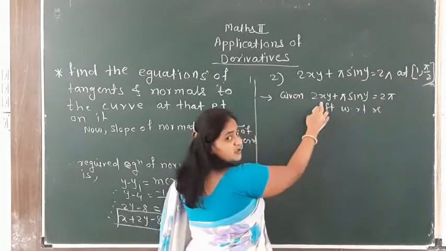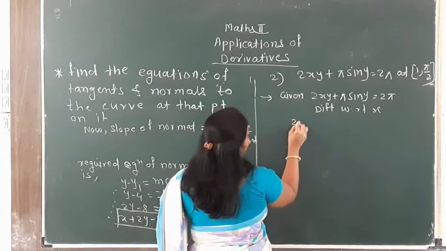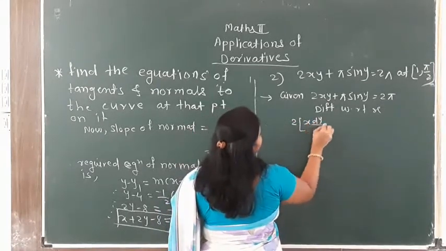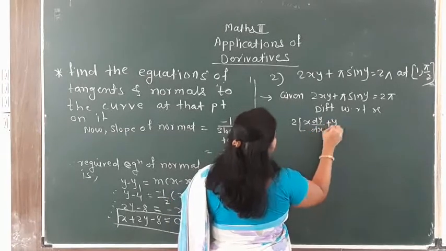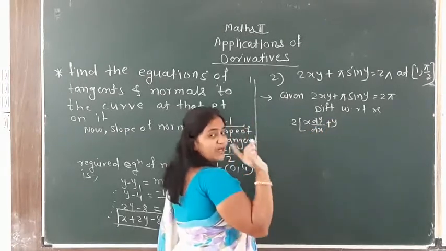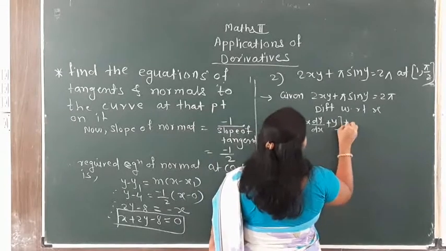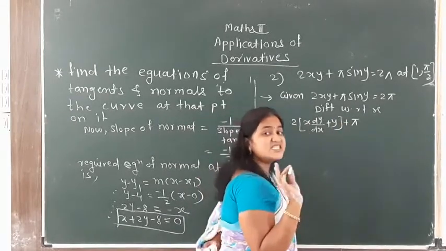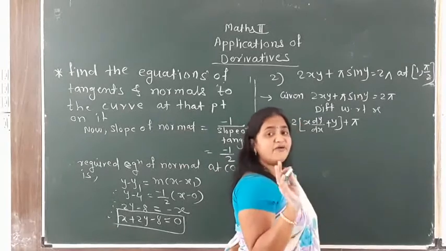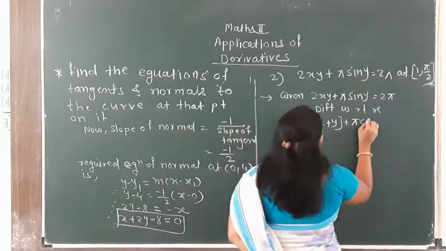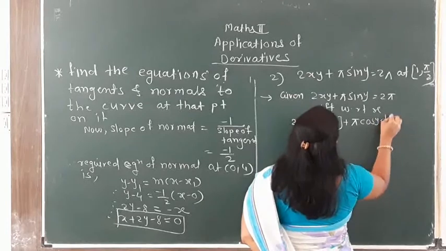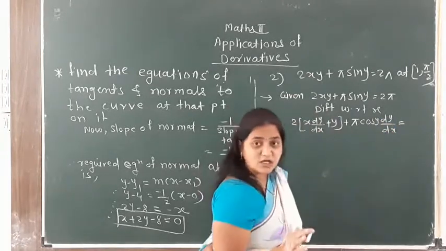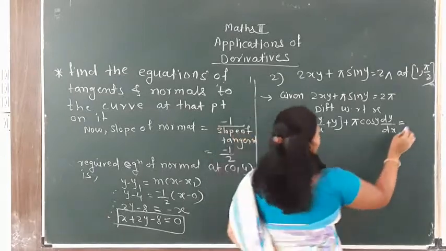Here we can use the u·v rule. 2 is a constant; inside the bracket, x is constant times dy/dx, and then y is constant times the derivative of x with respect to x, which is 1. Plus π is a constant as it is; the derivative of sin y is cos y, and again the derivative of y with respect to x. So cos y dy/dx, and 2π, the whole term is constant, so its derivative is 0.